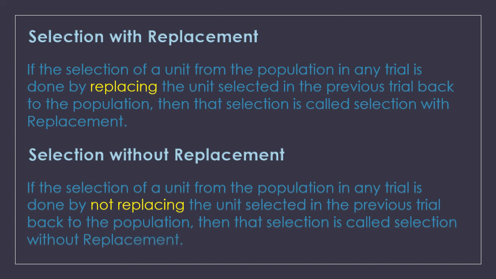Taking the same example here, if there is a sack full of 10 balls, I am selecting a ball and then I am not putting it back in there, I am putting it aside. That means now in the sack there are only 9 balls. Then I am again selecting a ball, not putting it back there, putting it aside. Now there are only 8 balls in the sack. That means I am selecting new balls without replacing the old balls back into the sack. That is called selection without replacement. So selection with replacement, we select a unit and put it back. Selection without replacement, we select a unit and do not put it back into the population.